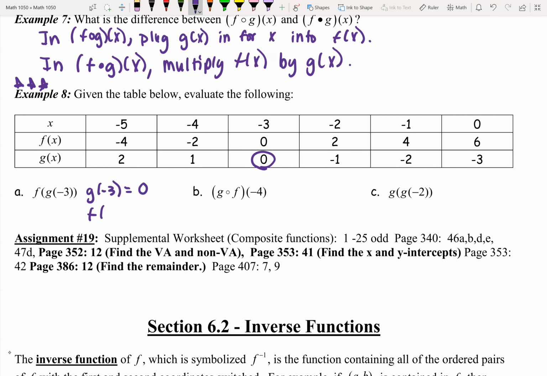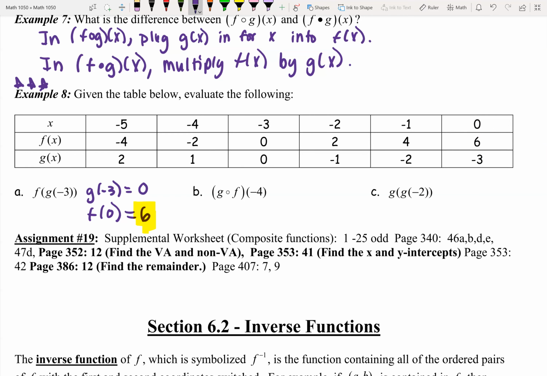Now you find F of 0. Okay, so we're not looking there anymore. We're looking here. So again, the 0 is an X value. What would your F of X be? It would be a 6. That's my answer, and it's my only answer. Okay, let's do the next one.